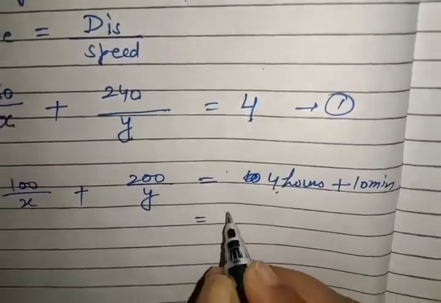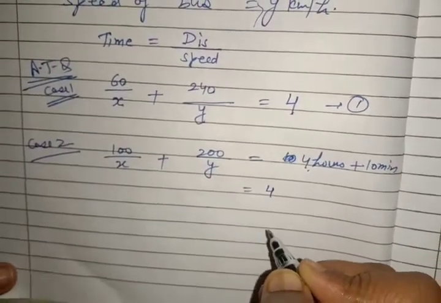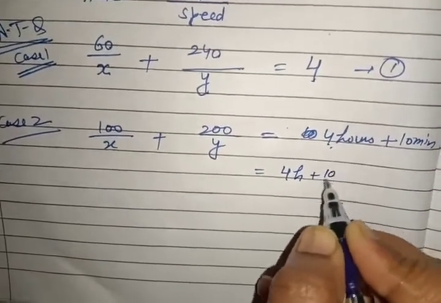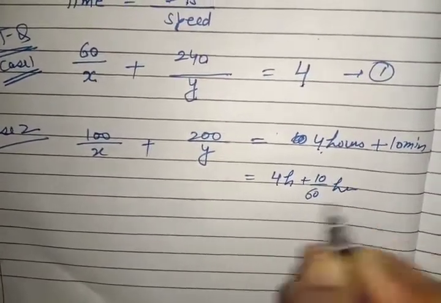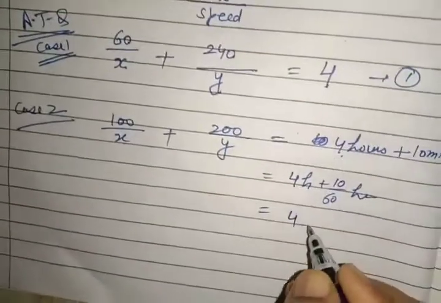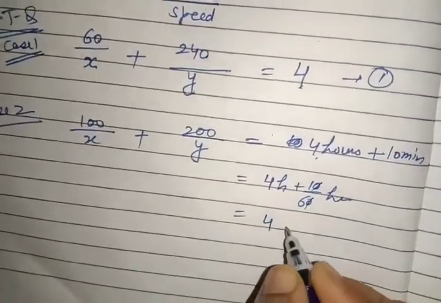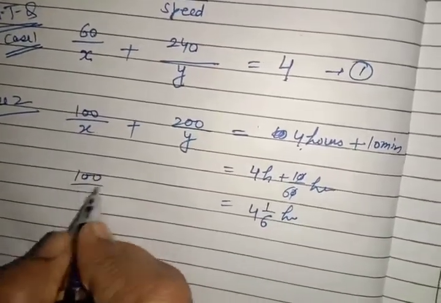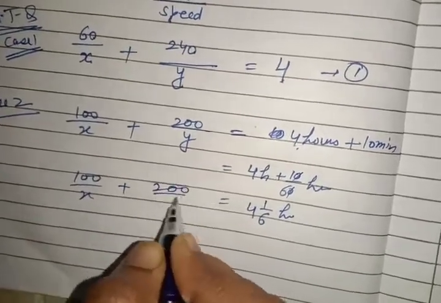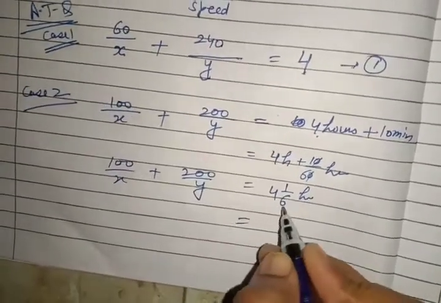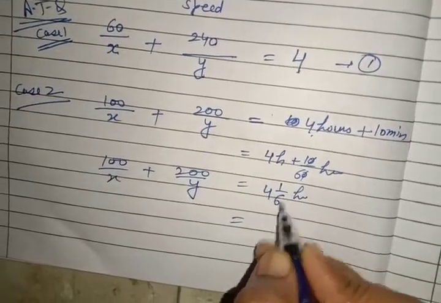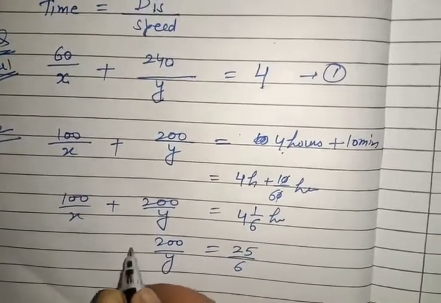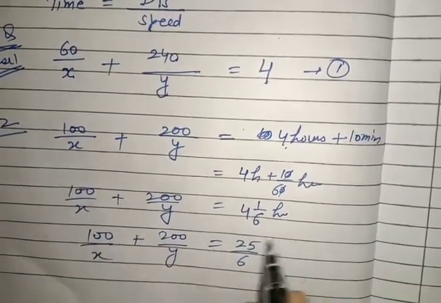Now you know, when we do a question, we need to convert all the things into one unit. So this is in hours, 4 hours, and this is 10 minutes. So we will write here 10 by 60 hours, and we can write this as a mixed fraction also. Cancel this 0 with 0. So this can be written as 4 1/6 hours. So our final equation is 100 by x plus 200 by y is equal to this. After solving this, it will be 25 by 6, that is, 200 by y plus 100 by x equals 25/6. This is our second equation.